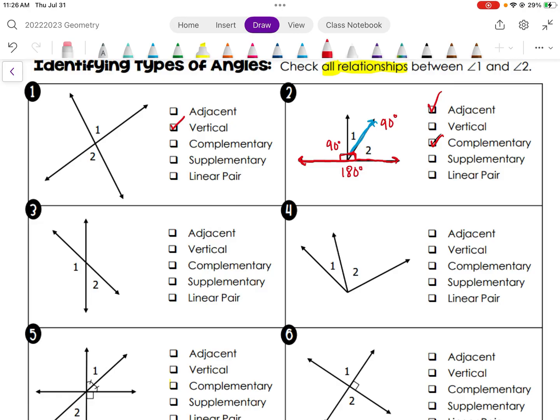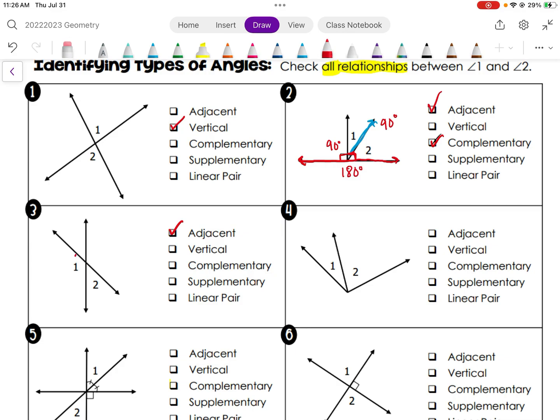Number 3. By the way, if you need to pause again and rethink some of yours, you can. This is good practice. Number 3, 1 and 2. Yes, they are adjacent, because if you look at 1 and 2, they share a side right here. They're right up next to each other. They're not vertical though, because they're not across from each other. They're not complementary because they're not going to add to 90.